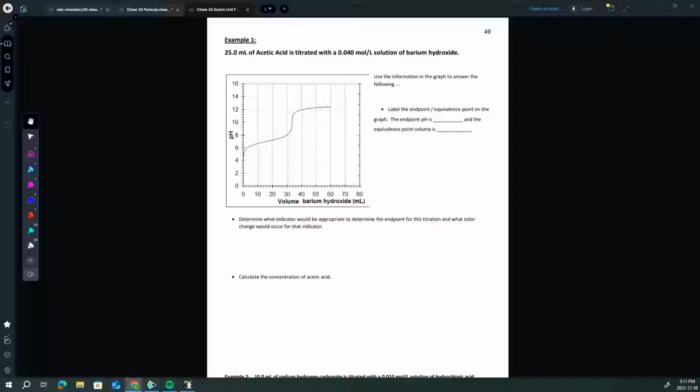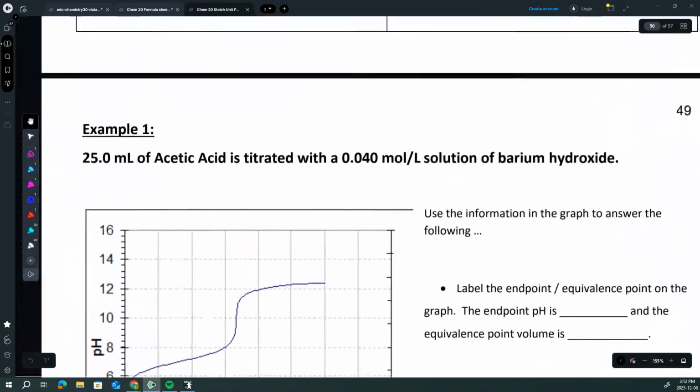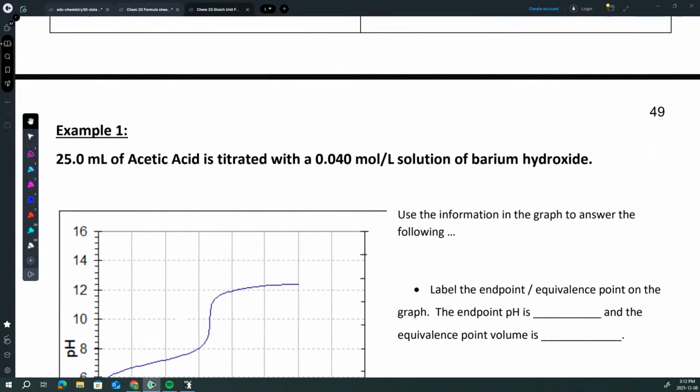In this video, we're going to go over how to analyze titration curves, also known as titration graphs, and we're going to just pick out important information, and then we're going to calculate the concentration of our samples based off of the curves that we've been given. So in the first example here, we've been given 25 milliliters of acetic acid is titrated with a 0.04 mole per liter solution of barium hydroxide.